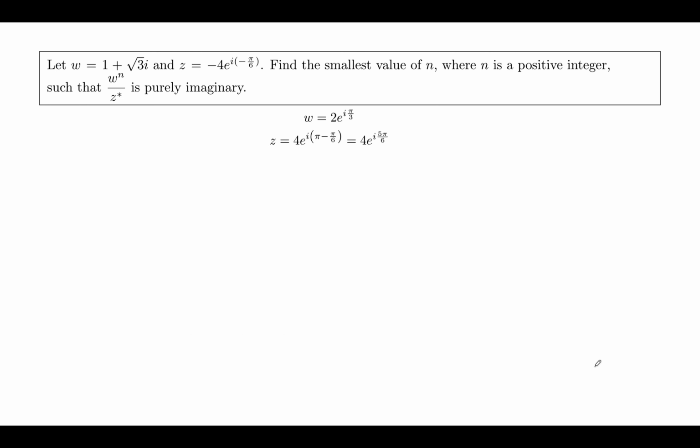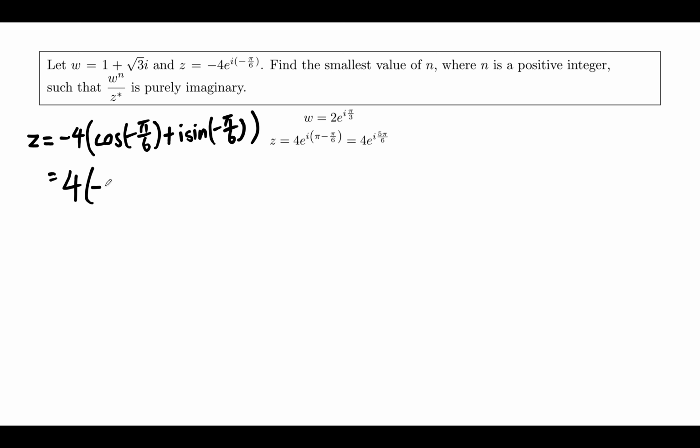Okay, so first we convert w over here into exponential form. And as for z, we have to convert the minus 4 to 4. So I'm going to illustrate how to convert z into this proper form where the modulus is positive. All right. So we first write this out in polar form. We write, z equals minus 4 (cosine of minus pi over 6 plus i sine of minus pi over 6). Right. And then we try and make this modulus positive. So we remove the negative sign and bring it inside. So it looks like this.